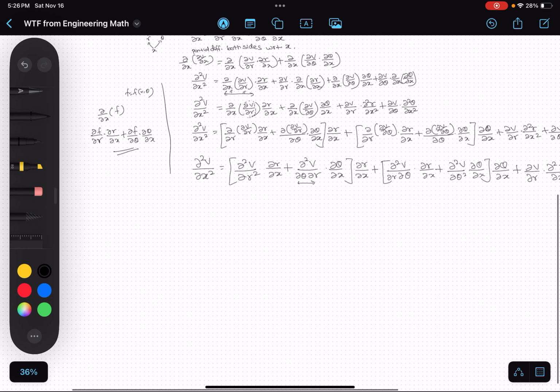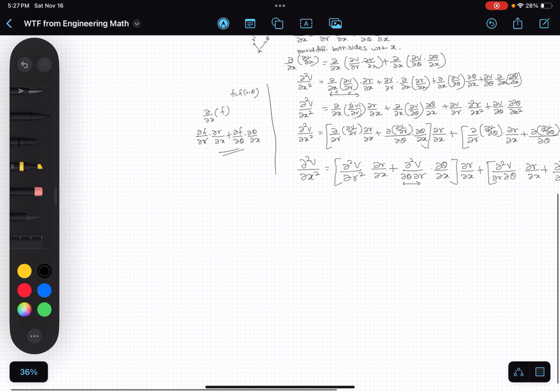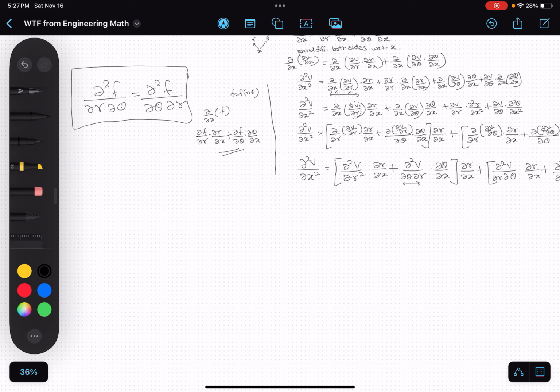Now you might also know that, if let's say this function is of r and theta, right? So if I differentiate this function first with respect to theta and then r, the result will be same as first differentiating with respect to r and then theta. This is actually a theorem. This is called Clairaut's theorem, right? Clairaut's theorem.